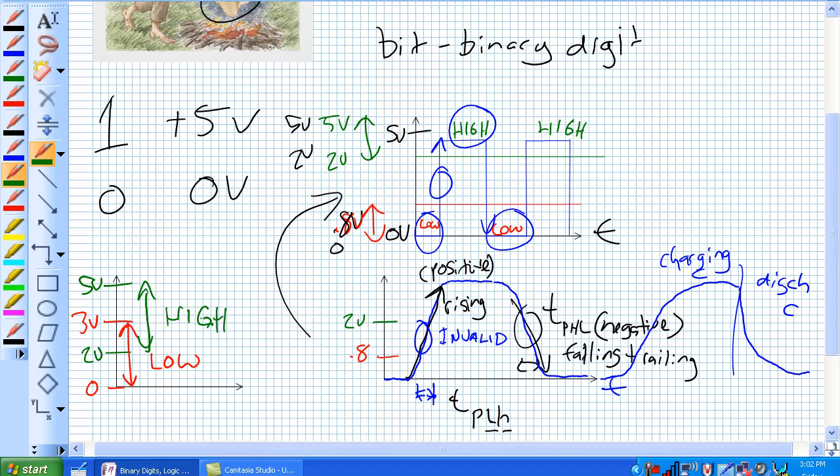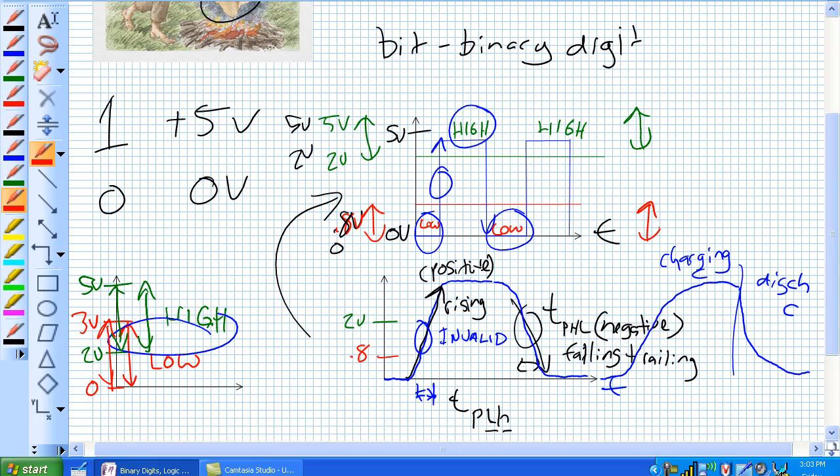Can you see the problem that's occurring here? What happens when it's between 2 and 3? Well, according to this definition, it's a low. But according to this definition, it's a high. Okay, so you need to have a region, a no man's land basically, in between your highs and lows. So this one is clearly high. This one is clearly low.